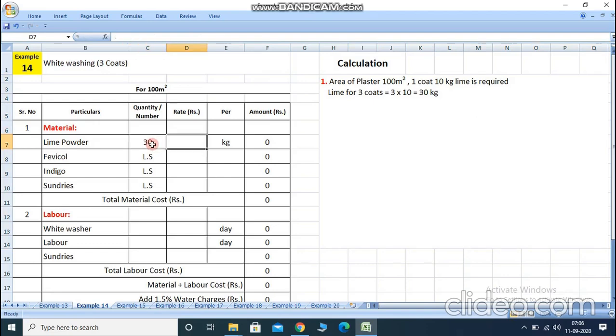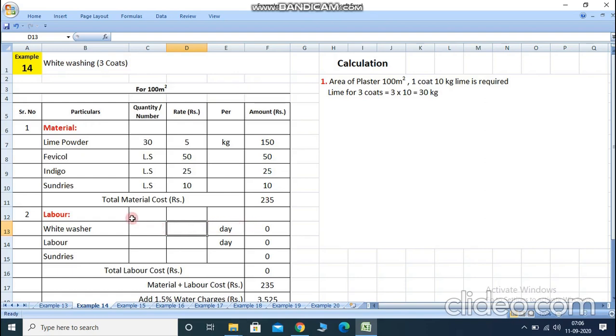The rate of lime powder is 5 rupees per kg, so 30 multiplied by 5 is 150 rupees, the lime powder amount. Then a lump sum Fevicol amount we take as 50 rupees, a lump sum indigo amount as 25 rupees, and an extra cost of 10 rupees per 100 square meter of whitewashing 3 coats. So the total is 150 plus 50 plus 25 plus 10, equal to 235 rupees, the total amount of material.